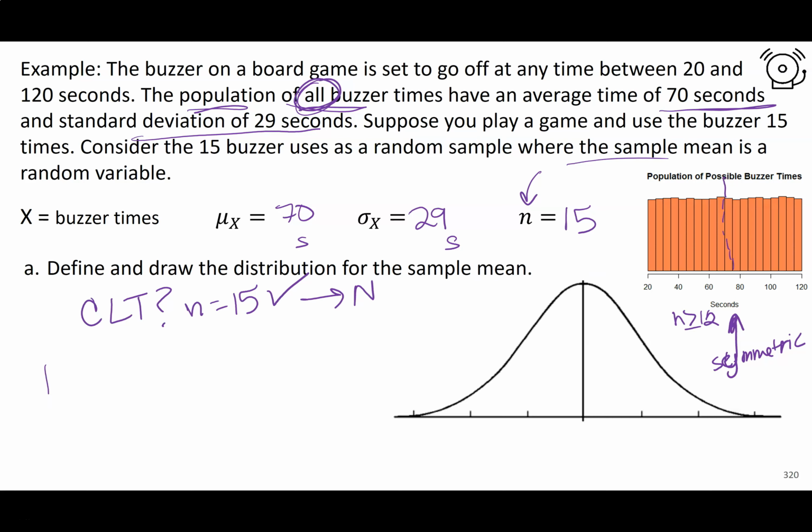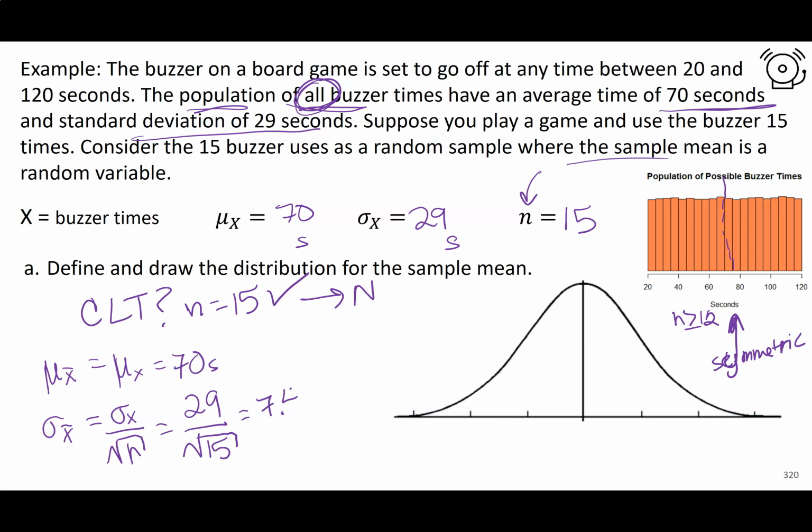So now that we know it's normally shaped, we need to know, okay, well, the mean is just going to be the mean of the population. So that's 70 seconds. The standard deviation for x bar, that's going to be the standard deviation of the population over the square root of the sample size. So 29 over the square root of 15. With some rounding, I get something like 7.49 seconds. So I know that putting all this together, x bar is going to be a normal distribution. It's going to be centered at 70, and it's going to have a standard deviation of 7.49 seconds.